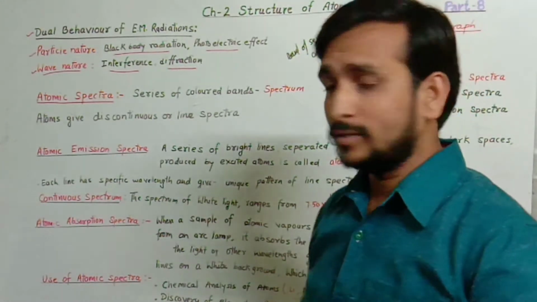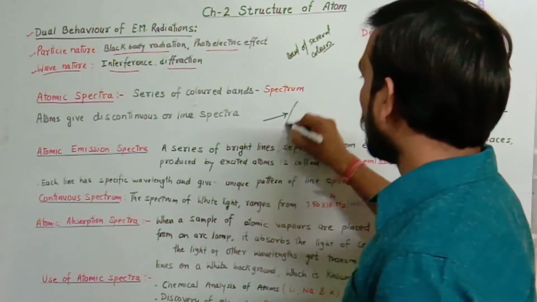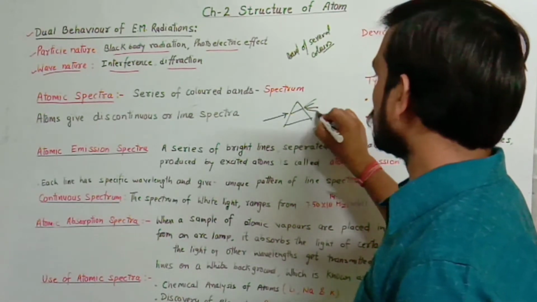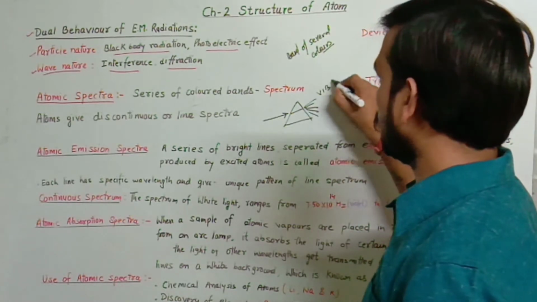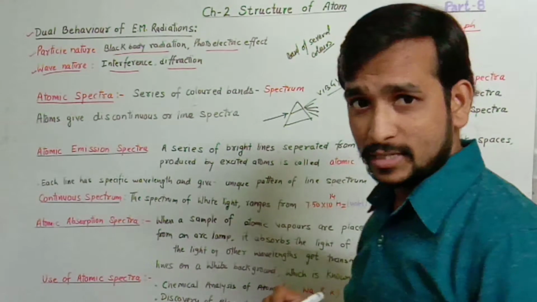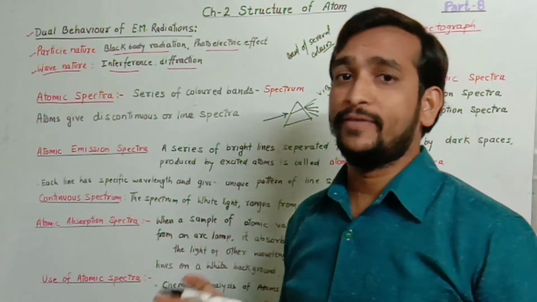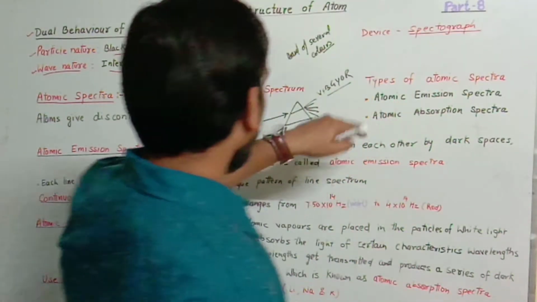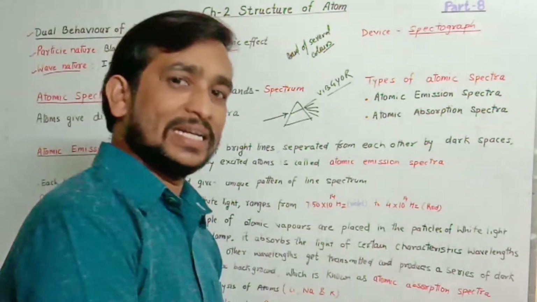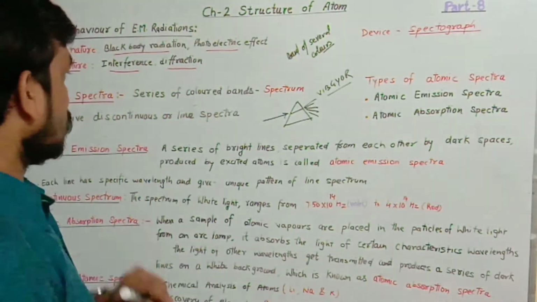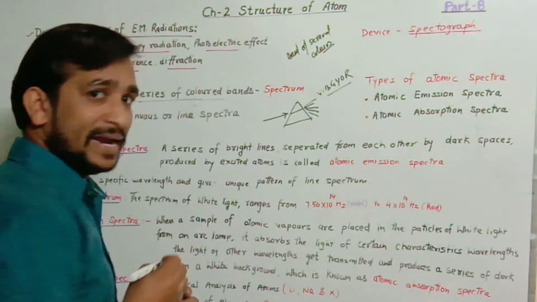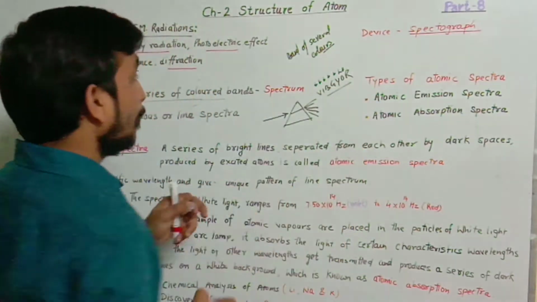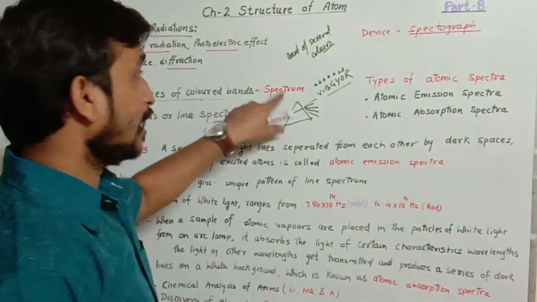As we discussed, whenever white light passes through a prism, it splits into its constituent colors, that is known as what? Vibgyor. Violet, indigo, blue, green, yellow, orange and red, depending upon their wavelength and their frequencies. So this is how the spectrum is formed whenever an atom is excited. For example, the atomic spectra means a series of colored bands. These 7 colored bands are formed, and this band of 7 colors is called what?